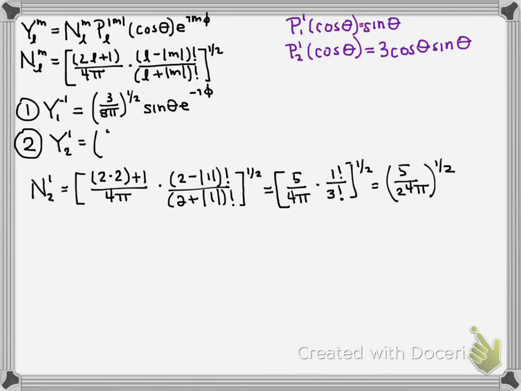So let's go ahead and plug all that in as our normalization constant to our wave function. And then we need our Legendre polynomial, which for the case of L equals 2, absolute value of m equal to 1, is 3 cosine theta sine theta. All right, and then we need our exponential term. So the exponential term here is going to be e to the i phi, because m is positive 1. So congratulations, those are the first two.